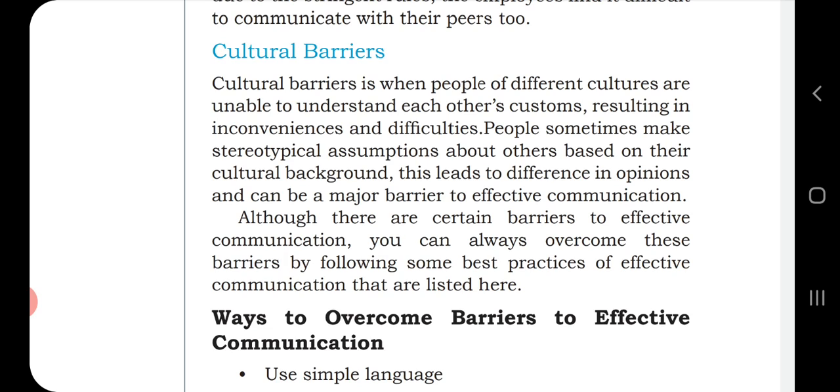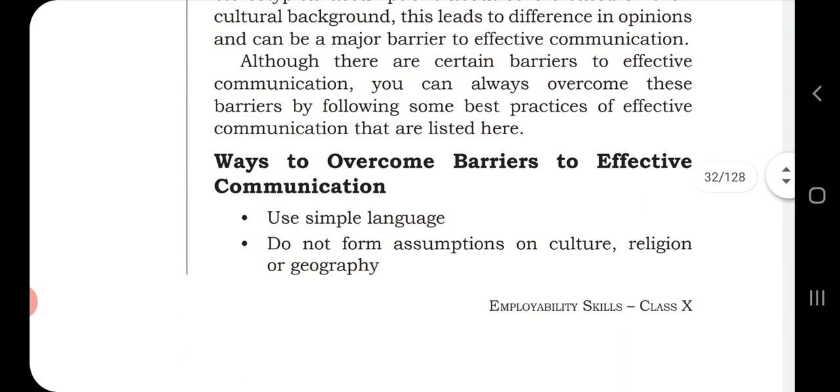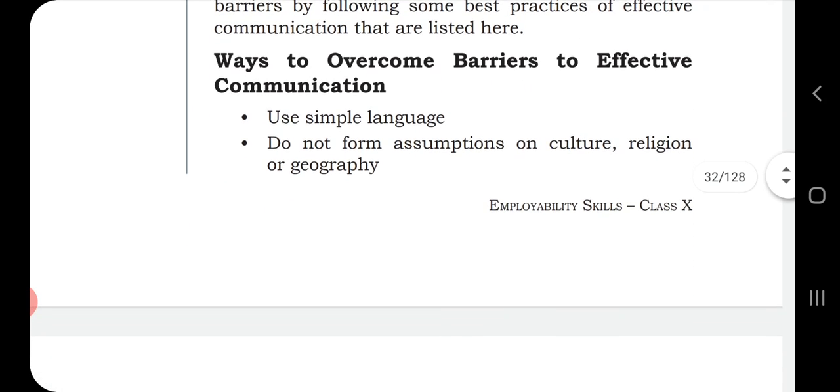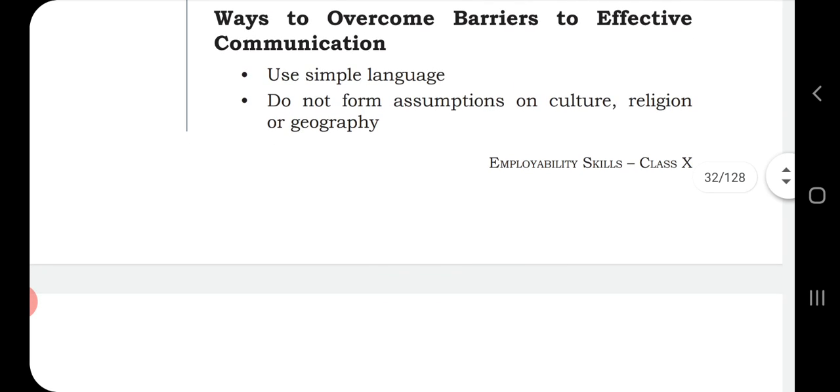Although there are certain barriers to effective communication, you can always overcome these barriers by following some best practices of effective communication that are listed here. So now let us see what are the best practices of effective communication. Ways to overcome barriers to effective communication. Some ways to overcome the barriers are given.